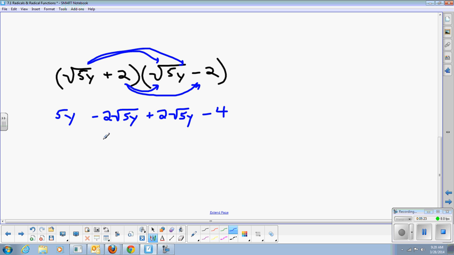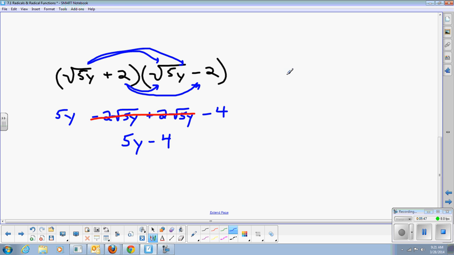Take a look here. Now we have like terms to combine. 5y, there's no other terms with the plain y. Now I have a minus 2 times the square root of 5y plus 2 times the square root of 5y. And as you know, those cancel out because they are opposite. And then I have a minus 4. So the final answer here is 5y minus 4.